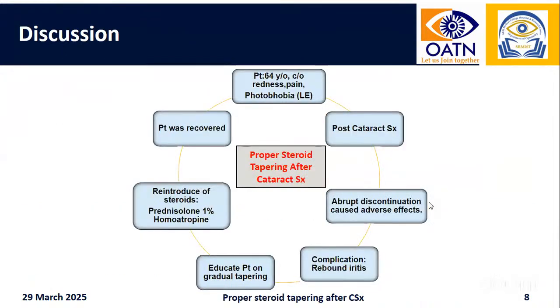So let us discuss the case. First of all, the patient is 64 years old with the complaint of redness and pain with photophobia. She is post-cataract surgery, and she also reported abrupt discontinuation of steroids.